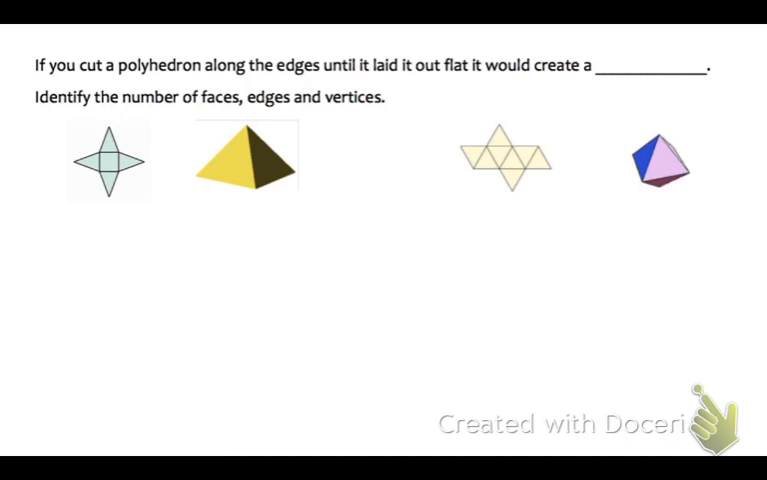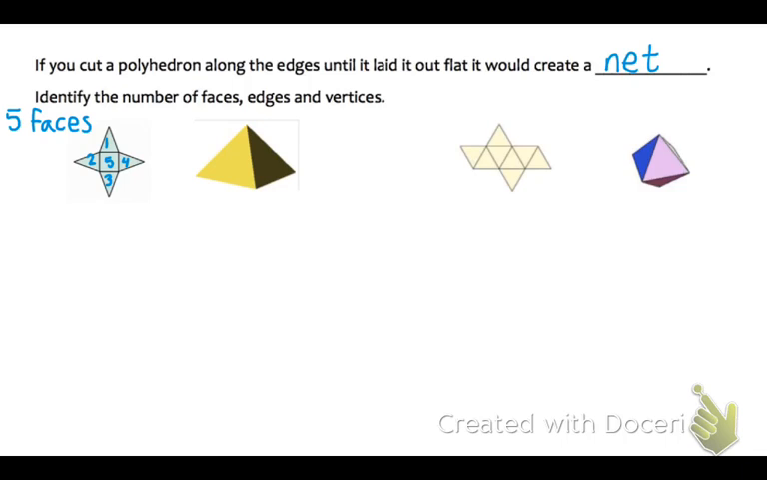If you cut a polyhedron along the edges until it is laid out flat, it would create a net. So if you look back over here, I've already labeled some faces of this picture. So we had a pyramid, and they've laid it out flat. And on that pyramid, I have 5 faces, and I went ahead and numbered those 5 faces.